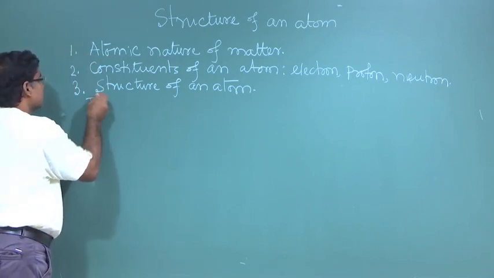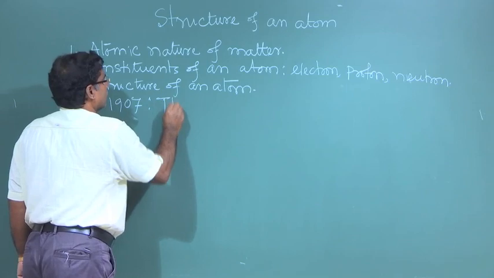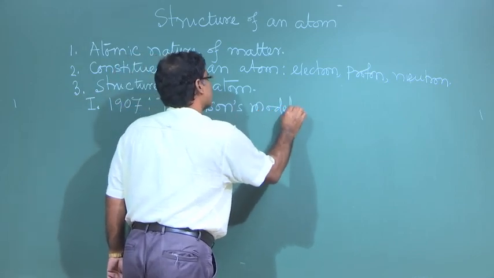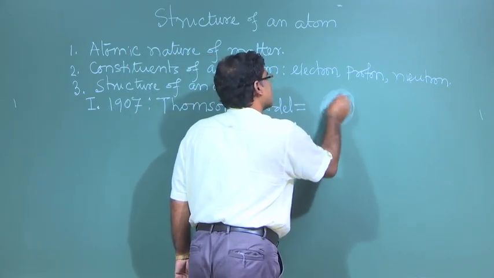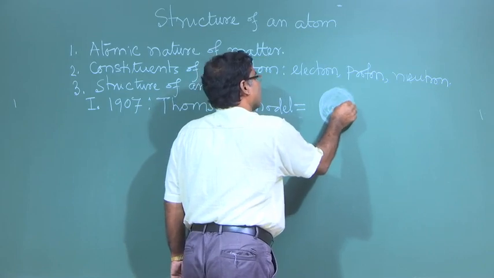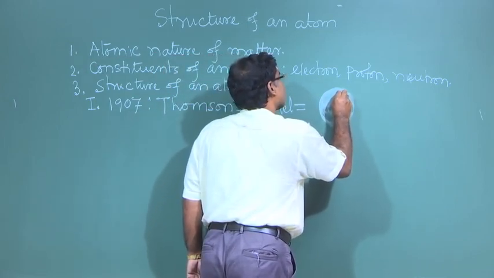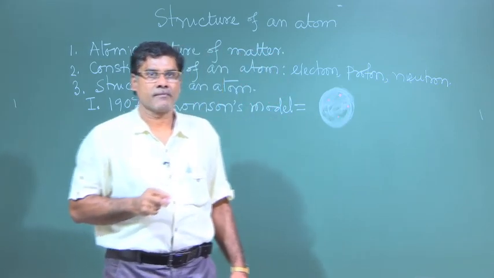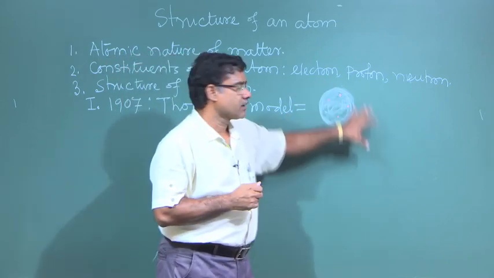So first we have seen in 1907 Thomson's model, where it was considered that this positive charge is distributed in a sphere, and electrons are embedded at a definite or particular position in this positively charged sphere.